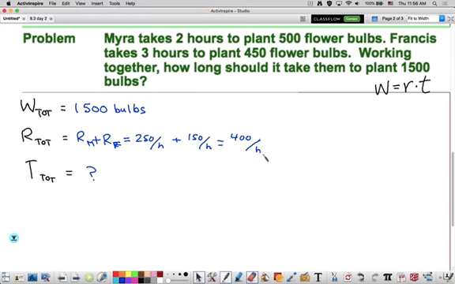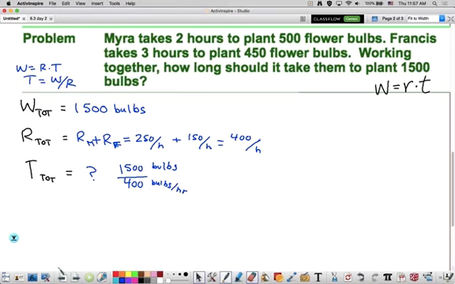And now you can find your time, so your total time. Work equals rate times time. Time equals work divided by rate. So that means this is equal to 1,500 bulbs divided by 400 bulbs per hour.